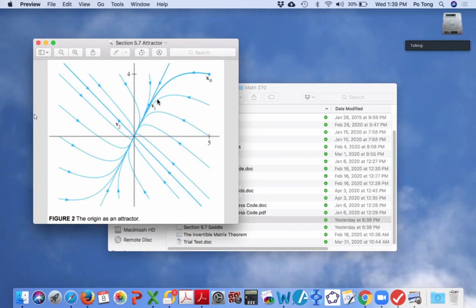Okay, I'm going to unshare the screen. How do I do that? Okay, stop sharing.